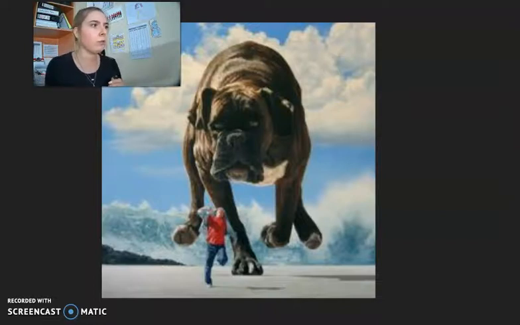What about if you chose this photo? What do you think the problem would be? I see a problem right away. I don't think dogs are supposed to be that big. What do you think? So this is picture number 1.